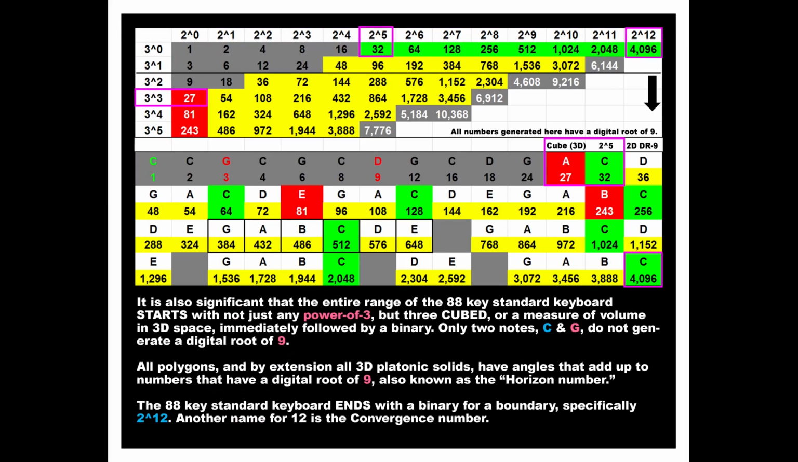It is also significant that the entire range of the 88-key standard keyboard starts with not just any power of 3, but 3 cubed, or a measure of volume in 3D space, immediately followed by a binary. Only 2 notes, C and G, do not generate a digital root of 9. All polygons, and by extension all 3D platonic solids, have angles that add up to numbers that have a digital root of 9, also known as the horizon number. The 88-key standard keyboard ends with a binary for a boundary, specifically 2 to the power of 12. Another name for 12 is the convergence number.